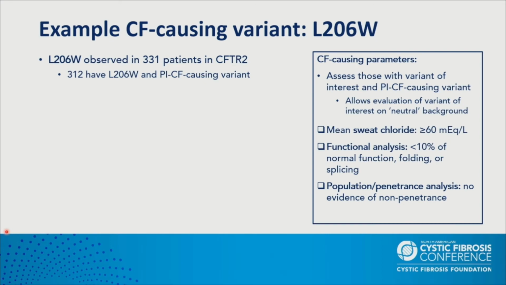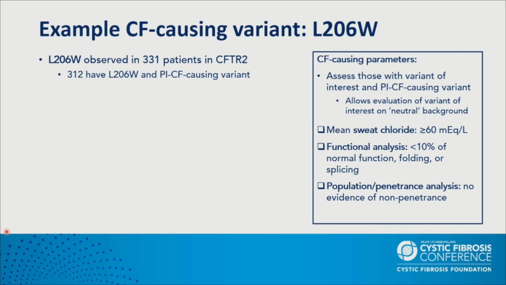So in my last 5 minutes or so, I want to go through some examples of different types of variants within CFTR2 and how we apply these assessments. For an example of a CF-causing variant, we have L206W. This is the legacy name. We have it in over 300 people in CFTR2, and 312 of them have it on the genetic background that we want to evaluate.